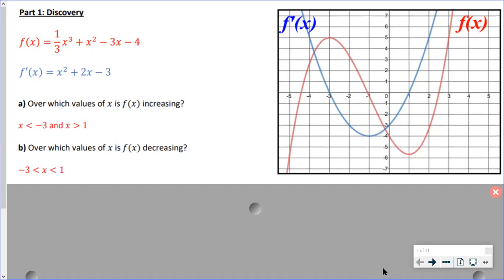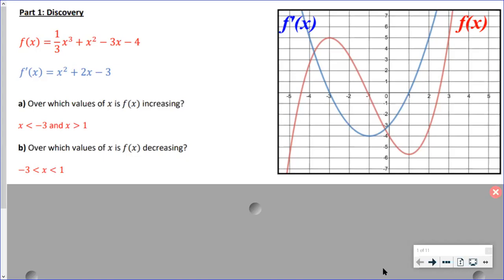Increasing: as the X values increase, your Y values are also increasing. That's what we mean by increasing intervals. When we talk about decreasing, where is the function decreasing? As the X values increase, the Y values are decreasing. So we always read these graphs from left to right. So that is what I'm referring to.